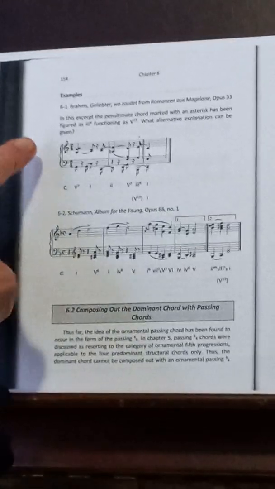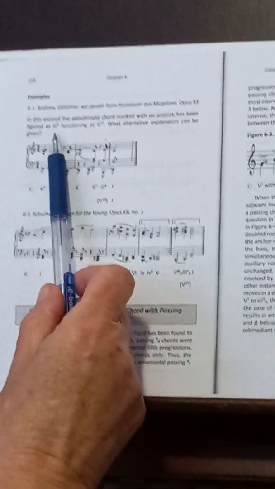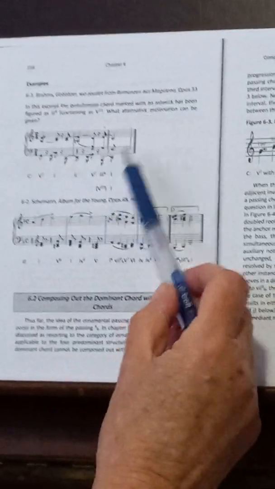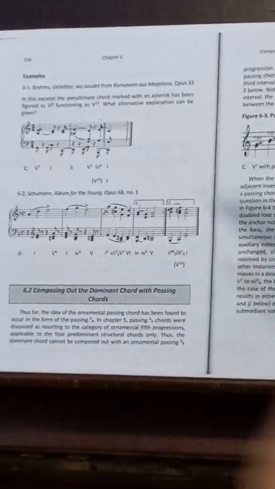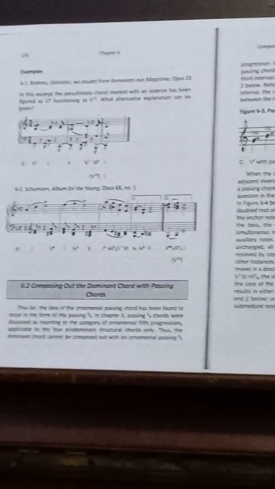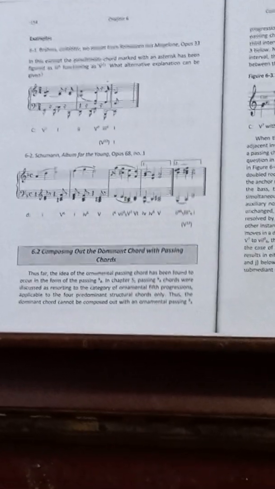Okay. Here are a couple of examples that you can look at. Here is a Brahms Geliebter Waltz. I've said here in this excerpt, the penultimate chord marked with an asterisk has been figured as mediant in first inversion, functioning as dominant 13th. And then I ask, what alternative explanation can be given?